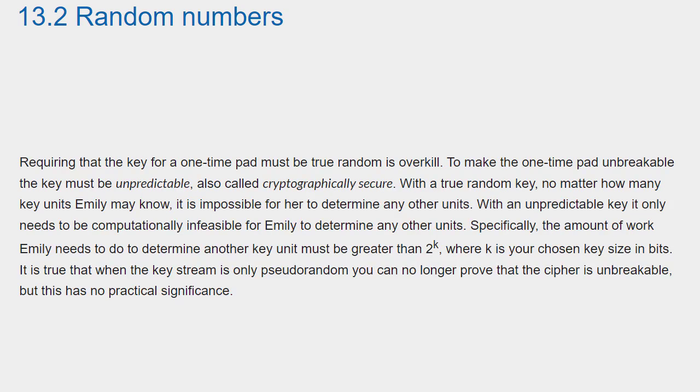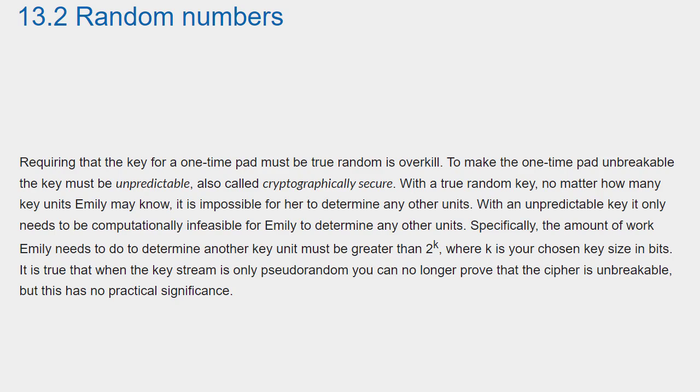Requiring that the key for a one-time pad must be true random is overkill. To make the one-time pad unbreakable, the key must be unpredictable, also called cryptographically secure. With a true random key, no matter how many key units Emily may know, it is impossible for her to determine any other units. With an unpredictable key, it only needs to be computationally infeasible for Emily to determine any other units. Specifically, the amount of work Emily needs to do to determine another key unit must be greater than 2^k, where k is your chosen key size in bits.